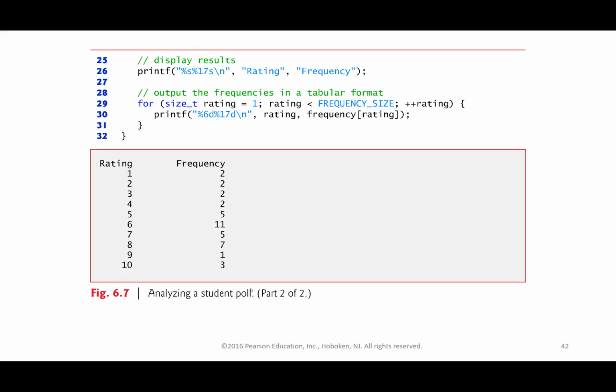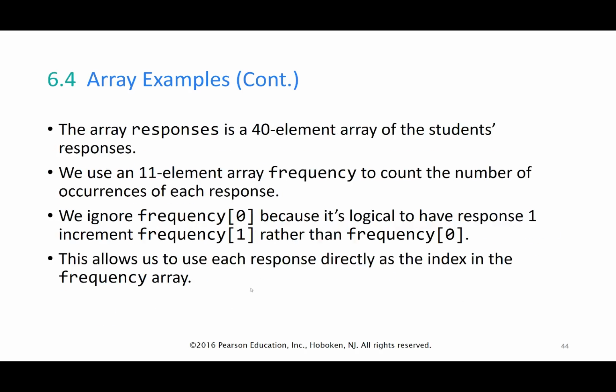But again, this is a way of looking at the data. So we ignore 0 because they have one logical response, 1 increment. So it goes from 0 to 10.